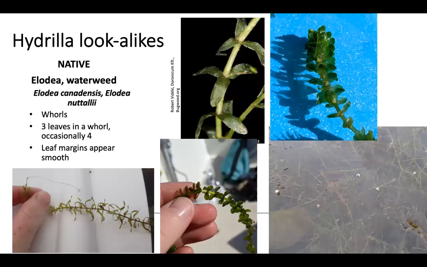Some more lookalikes. This one is native and it's elodea. So this is super common throughout the region. I bet you probably will see this on your rake at some point in the season. And it has leaves in a whorl again, just like hydrilla. However, it only has 3 leaves in a whorl. Sometimes you'll see 4, but it's most often 3. And then the leaf edges are smooth. So you can see that this plant doesn't quite look like hydrilla, but it could possibly be mistaken as hydrilla.